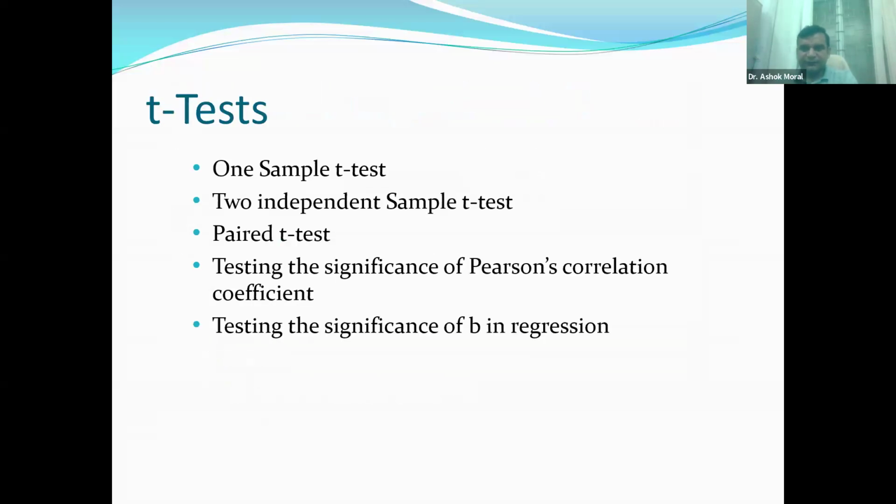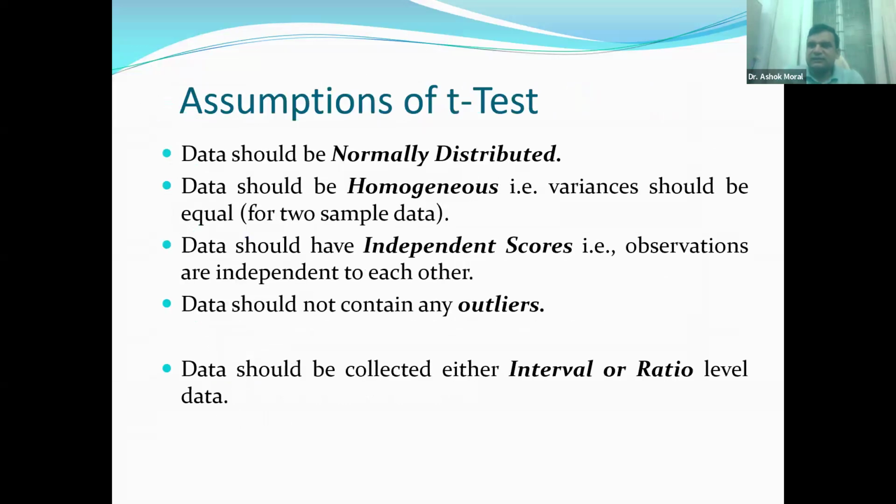some parametric tests only. These are the parametric tests that come under the t-test. These are the basic assumptions for the parametric test, or specifically the t-test. Your data should be normally distributed. Data should be homogeneous, that is, the variance should be equal or the same for two sample data only. यदि one sample data की हम बात करें तो उस केस में ये assumption हमारी valid नहीं है. And data should have independent observations and should not contain any outlier. And obviously your data should be on the interval or ratio scale. If you have any issue or query, you can directly ask.